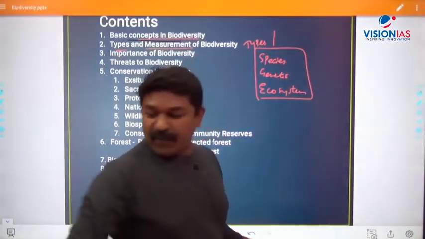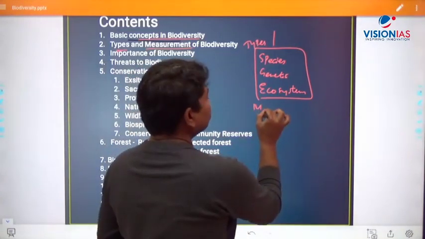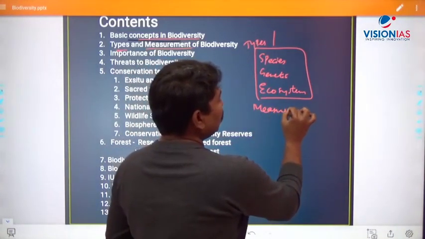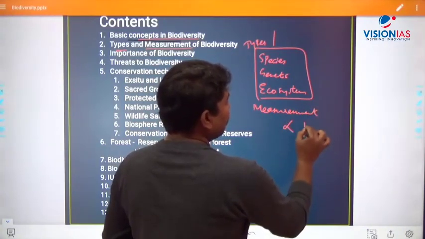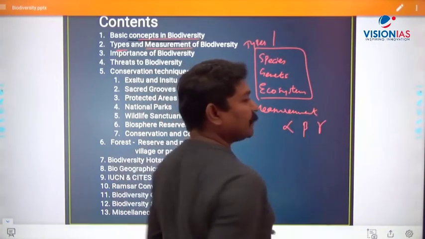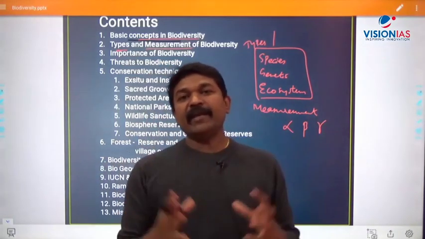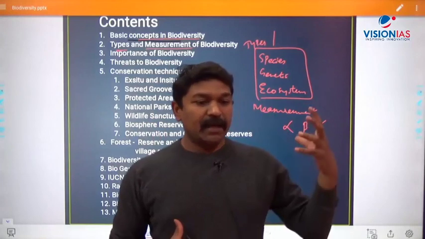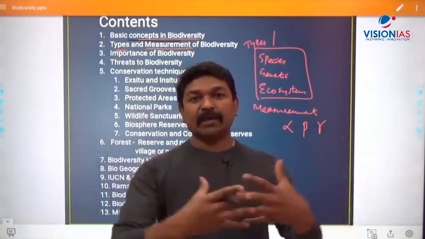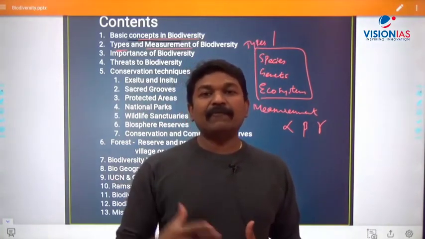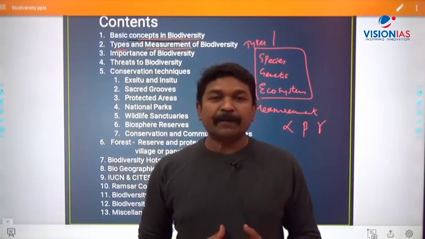After the types of biodiversity, we came across the measurements of biodiversity, like alpha measurement, beta measurement, and gamma measurement. I even displayed three very important pictures, site A, site B, and site C, and demonstrated how to calculate the alpha measurement, the beta measurement, and even the gamma measurement.